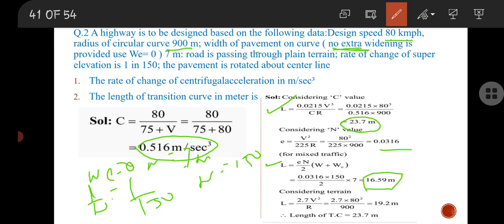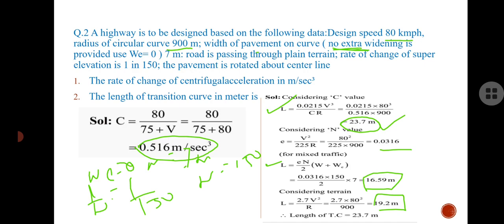and considering plain terrain as per the IRC formula, the length of transition curve comes around 19.2 meter. So here we are getting the transition curve length, the largest of these three as 23.7 meter, which comes from the rate of change of super elevation. Adopting this length as the length of transition curve.